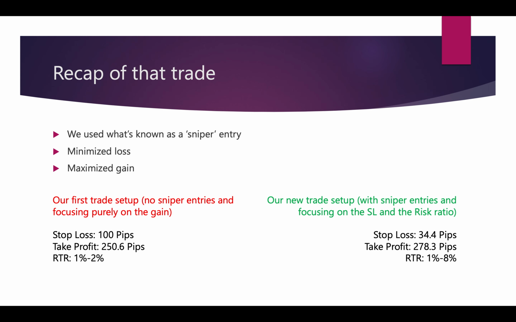Okay, our new trade setup with sniper entries, focusing on the stop loss and the risk ratio first. Our new stop loss is 34.4 pips. Our take profit is 278.3 pips. Our risk to reward ratio is now 1 to 8. Now, I don't know about you guys, but that is an incredible turnaround, all right?